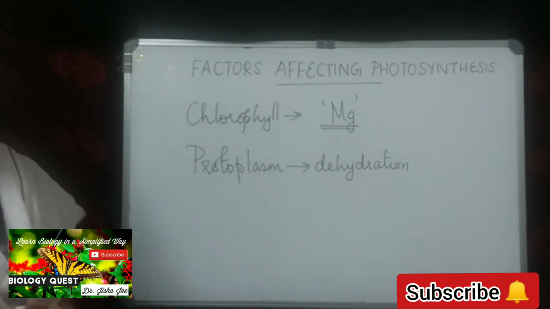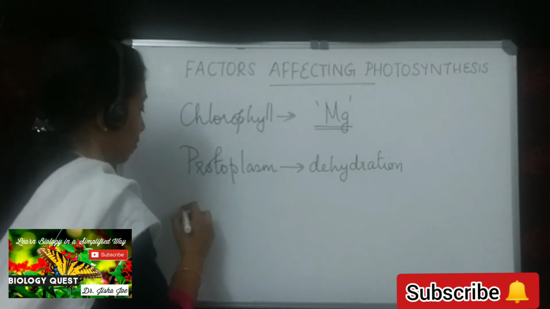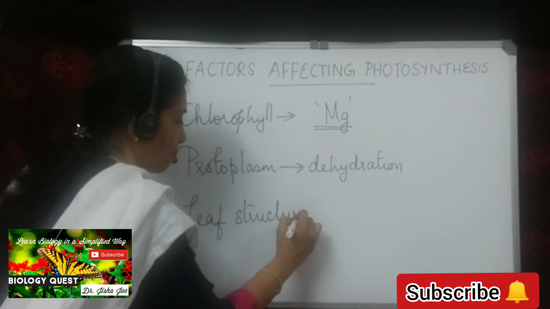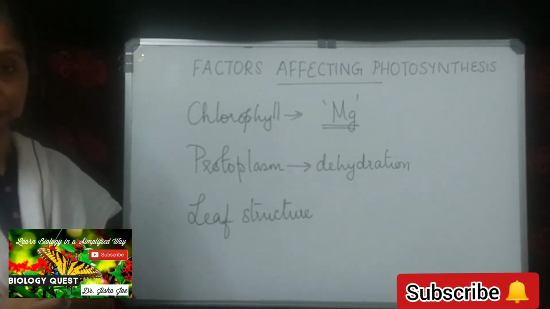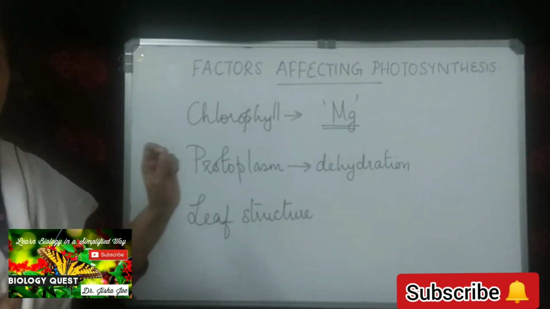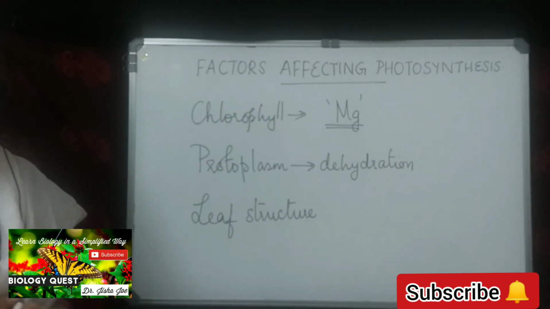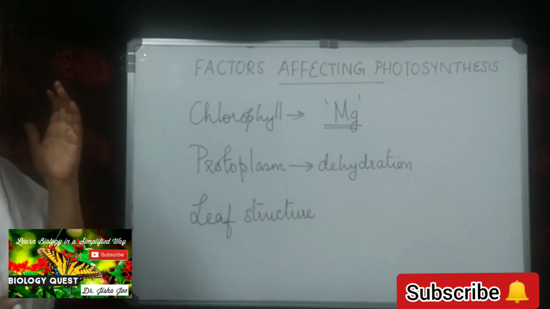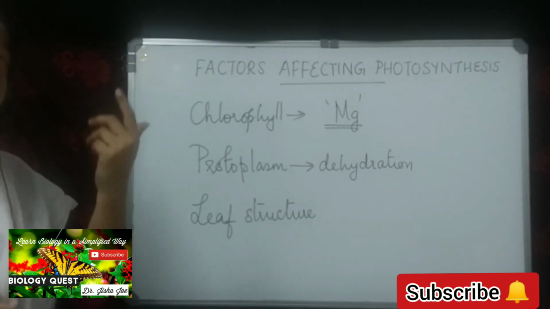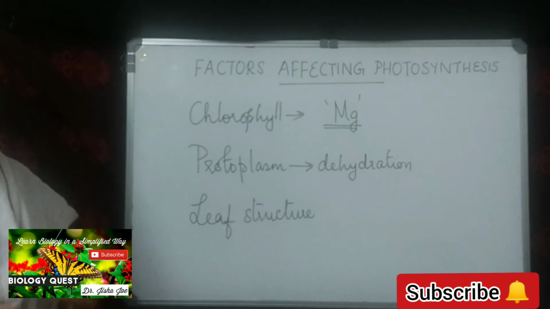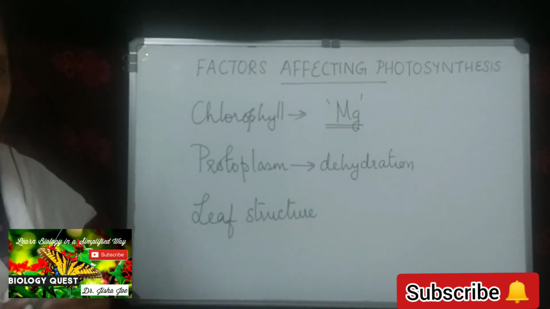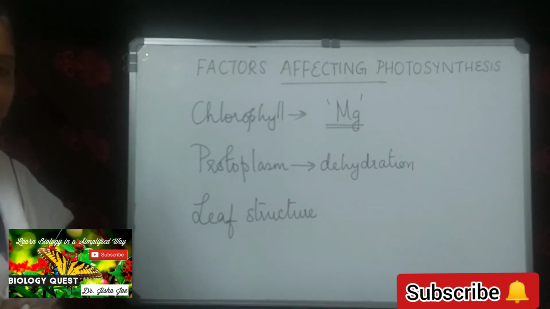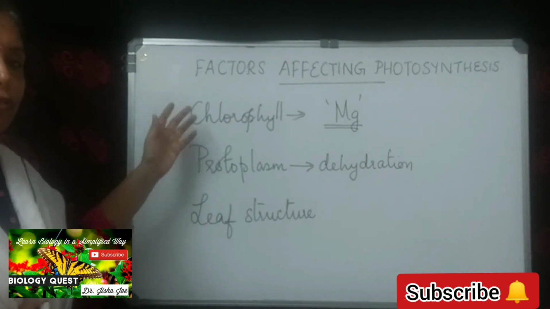And the third internal factor is the leaf structure. So we have already seen the adaptations made by the leaves for photosynthesis. So leaf structure also affects the rate of photosynthesis. The thickness of the cuticle. We know in certain plants the cuticle is very thick. A thick cuticle reduces the amount of light that enters into the mesophyll cells. The thick cuticle, the narrow leaves, the distribution of the stomata, all these affect the rate of photosynthesis.